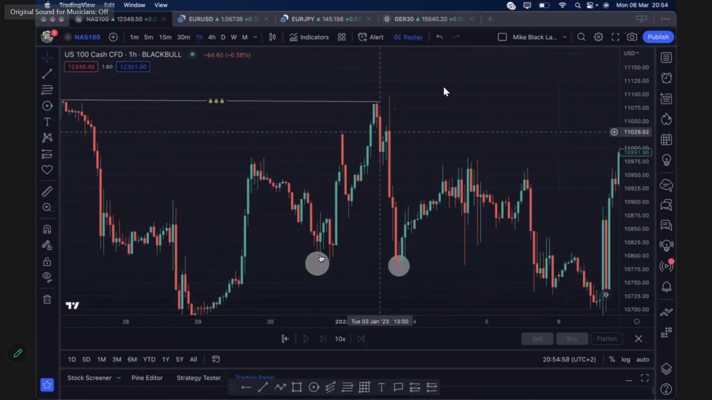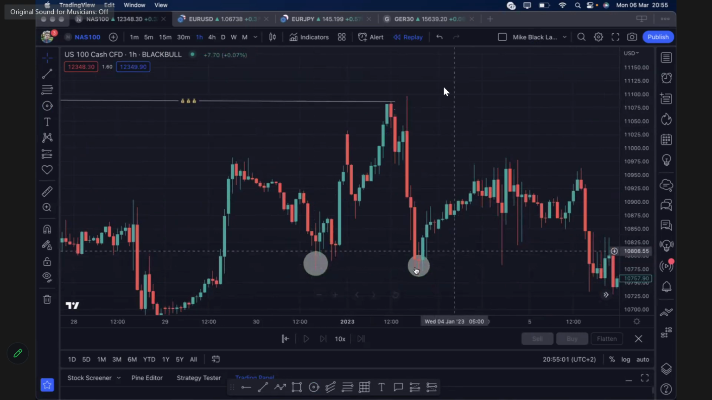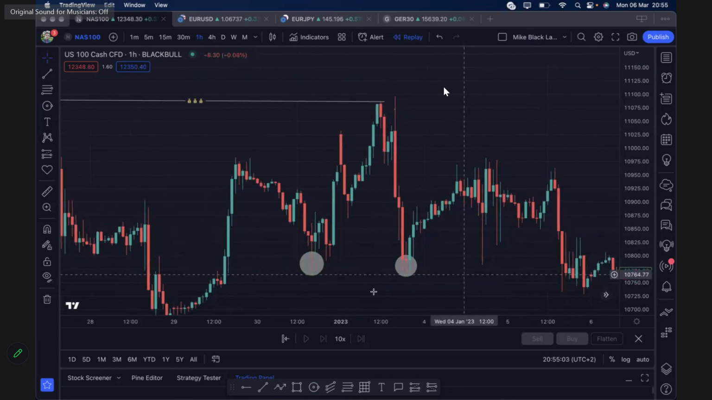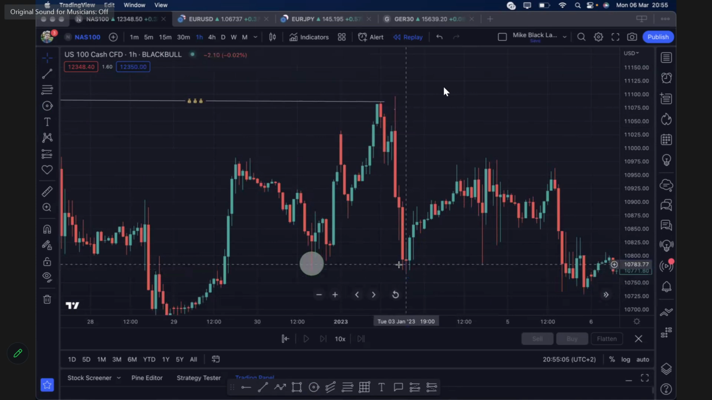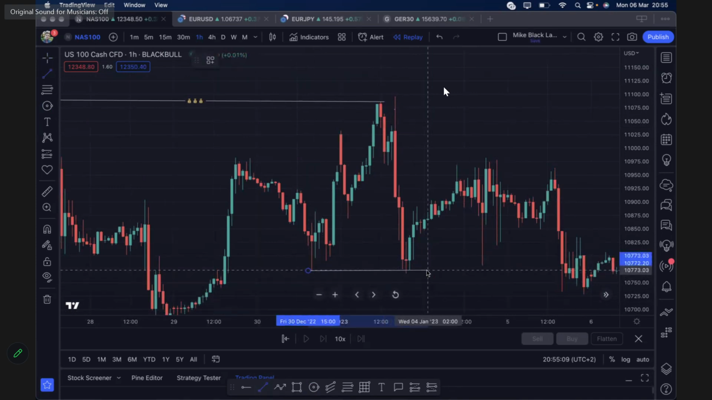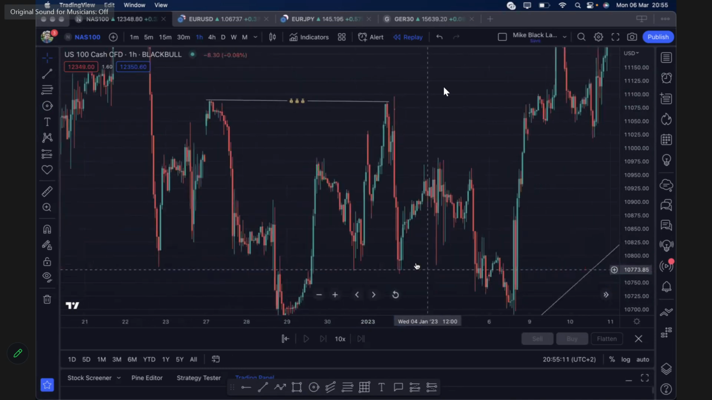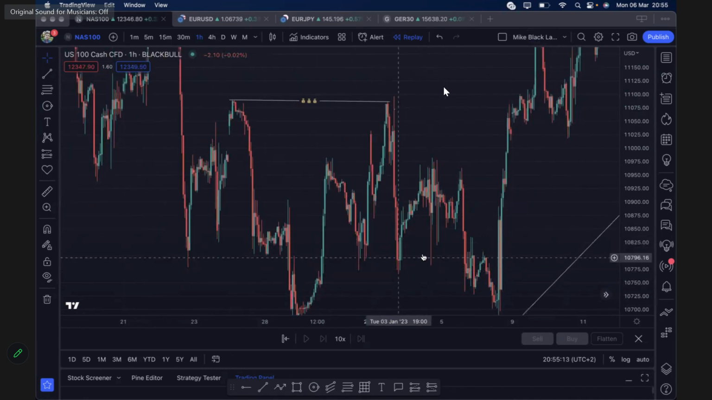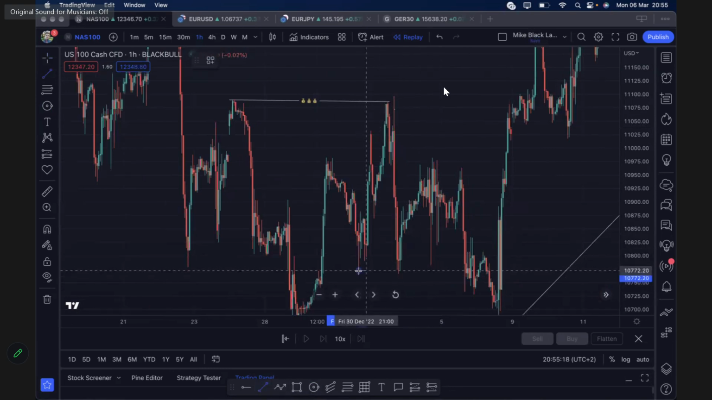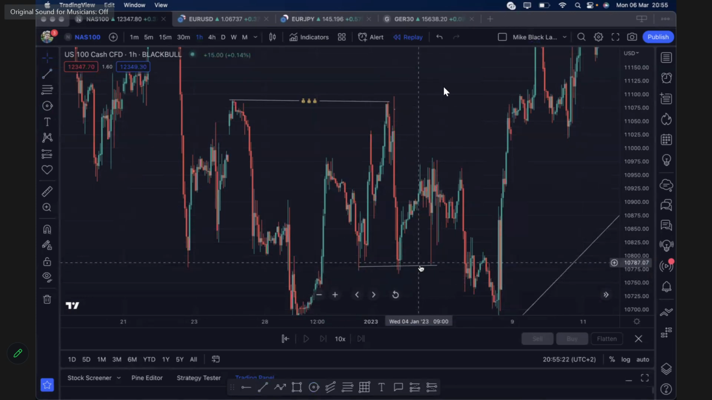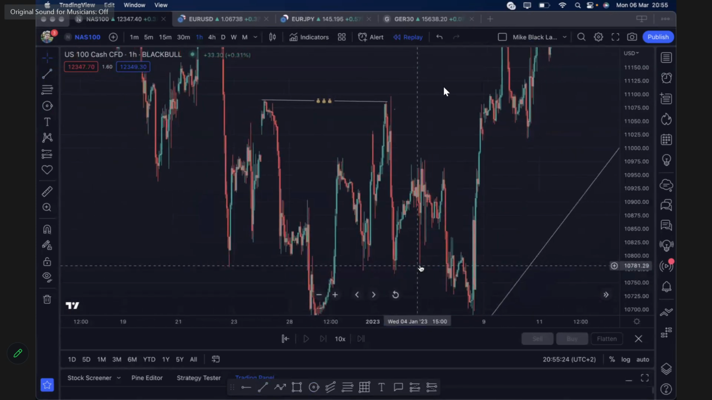Okay. Another example was here and here. In order for them to create more liquidity, which was equal lows. And another, call it an equal low as well. Are you with me about weak liquidity?